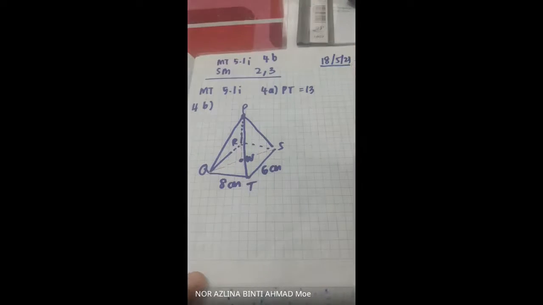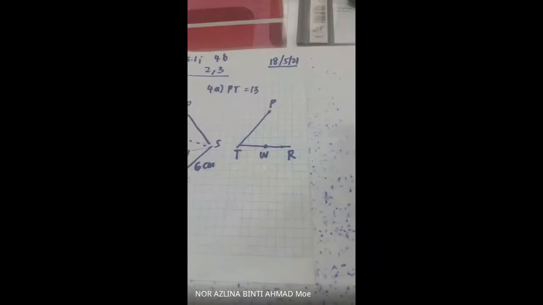So angle PTR. If I redraw the triangle, this is P and this is T and here R. Here is W, the middle.